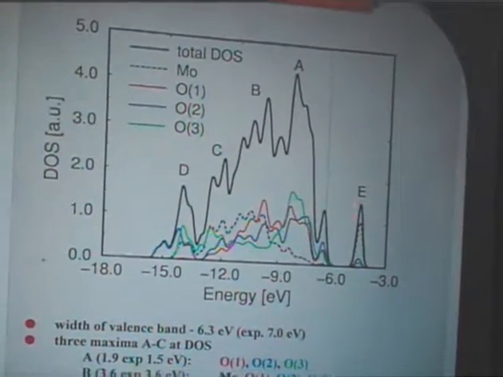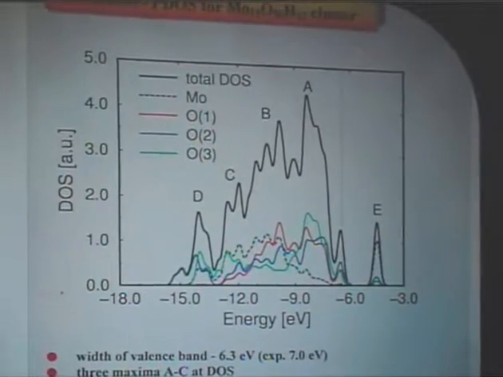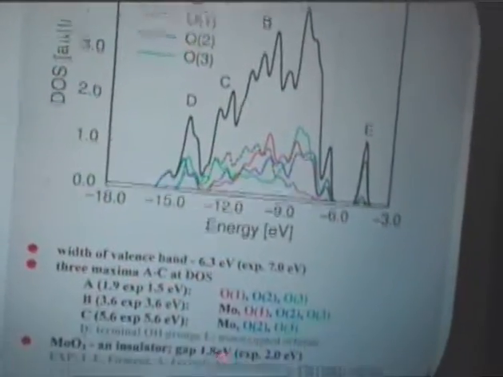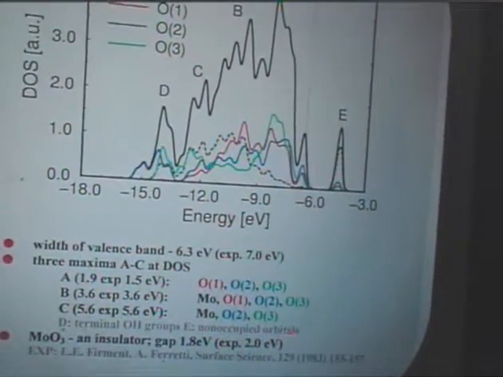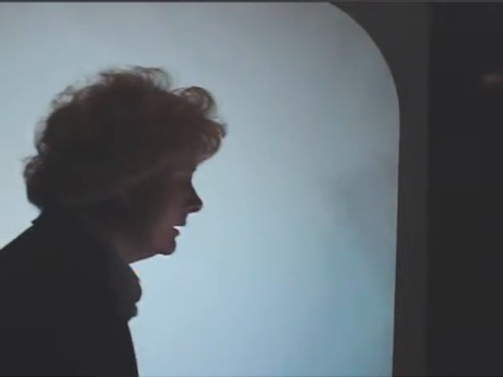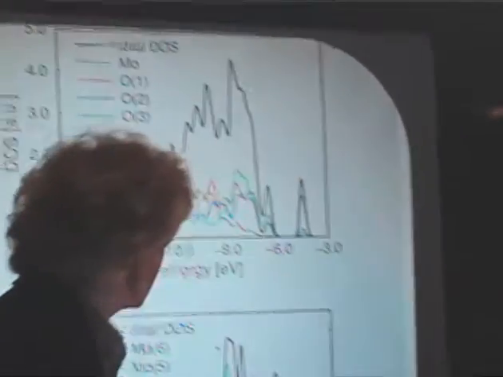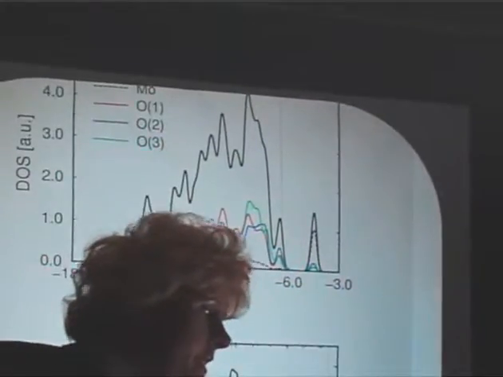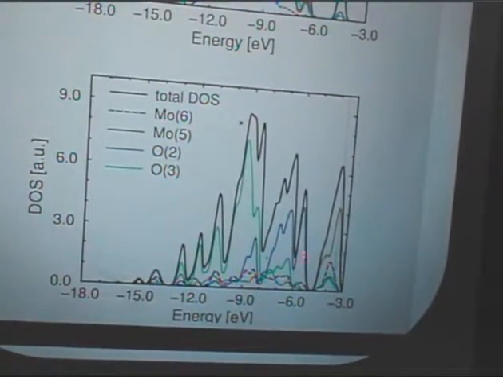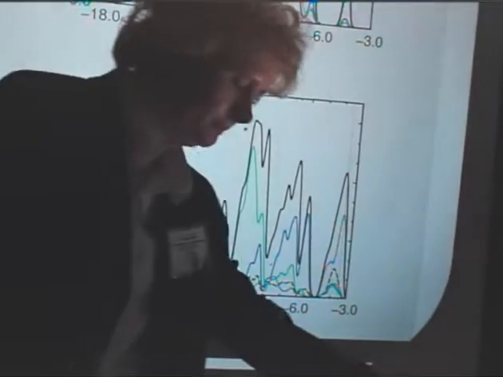These are unoccupied orbitals of molybdenum. This is, of course, the Fermi level. So we see that we have an insulator, the gap is about 1.8, which compares to the experimental value, which depends on the paper, but is something about 2. If we compare now the density of states for molybdenum trioxide and molybdenum dioxide, we see that we are occupying the molybdenum level, so we are going from an insulator to a metal-like system.